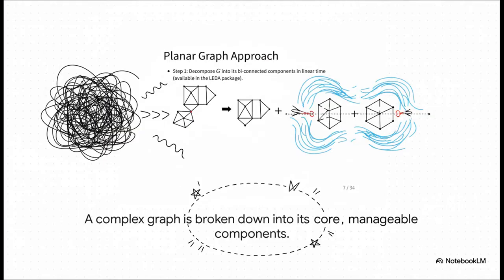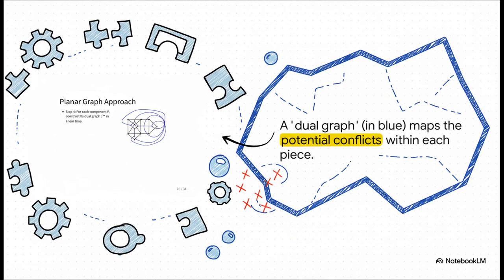So the algorithm gets to work. It takes this huge, messy graph and starts to intelligently break it down into its core fundamental components. It's like it finds the natural weak points or seams in the puzzle and just splits it apart right there. Then, for each of those little pieces, it does something really clever. It creates what's called a dual graph. You can see it here as this new blue map.